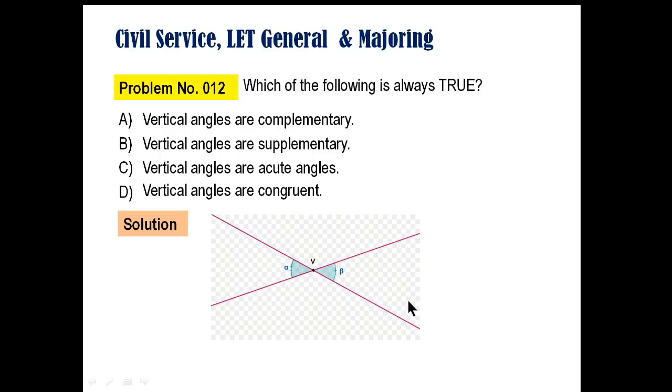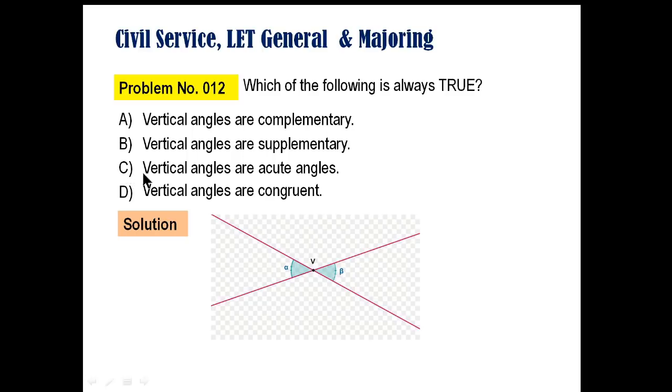We have this illustration, angle alpha and angle beta. So alpha and beta are opposite angles, or vertical angles. Vertical angles are complementary for letter A. So is it that angle alpha and angle beta are complementary? Meaning the sum is equal to 90 degrees? Wrong. So letter A is not the right answer. Letter B, vertical angles are supplementary. So meaning the sum of angle alpha and angle beta is equal to 180 degrees? Wrong. Letter B is not the right answer.